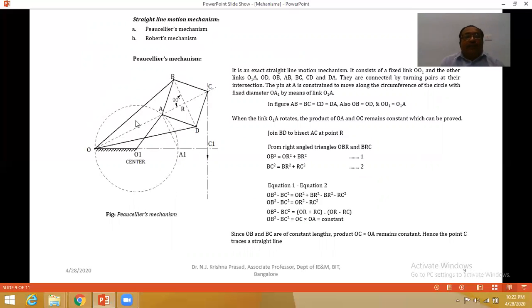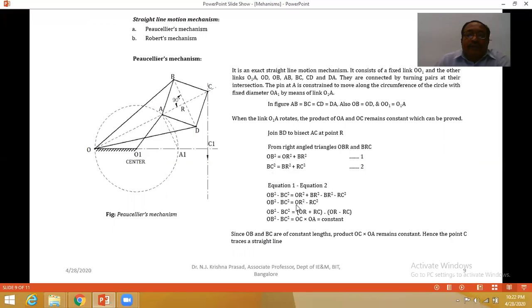To this, we are going to take a triangle OBR. We take this triangle and apply the Pythagoras theorem. So it is possible to write OB squared is equal to OR squared plus BR squared. And take the triangle BRC, apply the Pythagoras theorem and write the equation. From equations 1 and 2, it is possible to write OB squared minus BC squared, that is, OR squared plus BR squared minus BR squared minus RC squared.